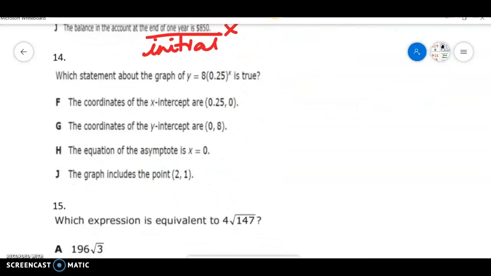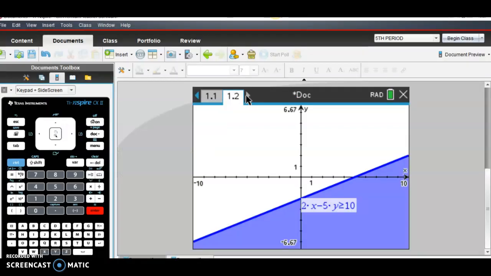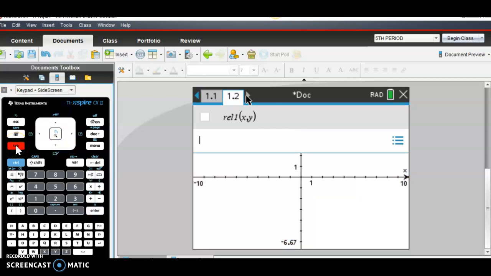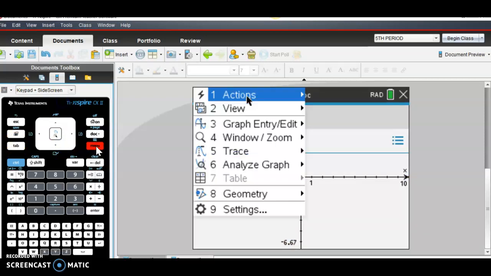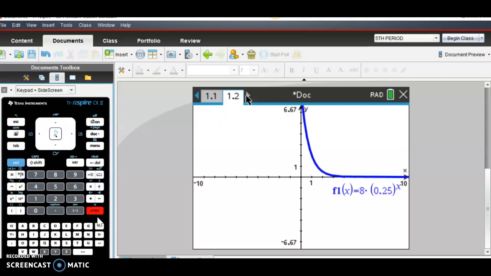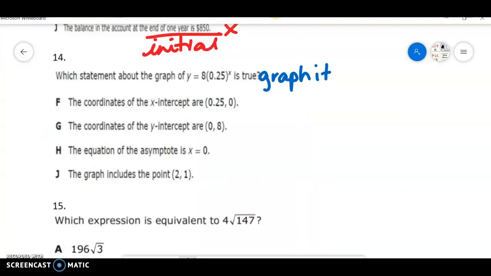On number 4, another one that we need to graph, guys. If we graph it, we'll be able to see what is happening. So I'm going to go to my calculator. I'm going to clear out my graph, and I'm going to change this back to my regular view. I'm going to put in 8 parentheses, 0.25, close parentheses, to the x power. So there's our exponential function, and looking at that, we need to answer these questions.